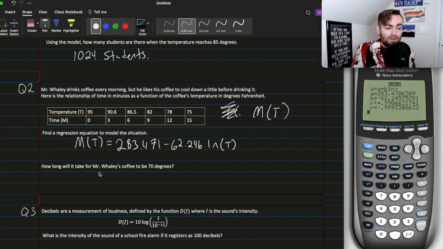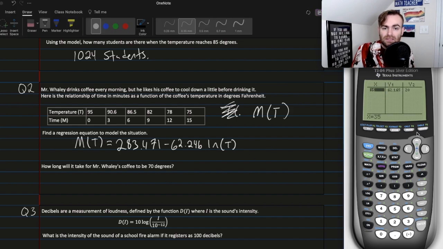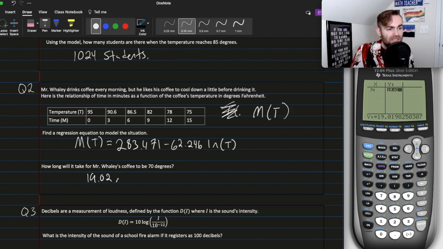How long will it take for the coffee to be 70 degrees? We want the temperature at 70 degrees, so we can just go to our table then. So second table. We can ignore the y2. We can actually clear that out if you want to. And we want 70 degrees. We're going to type in only 70 there, and we get about 19.02 minutes. So 19.02 minutes.